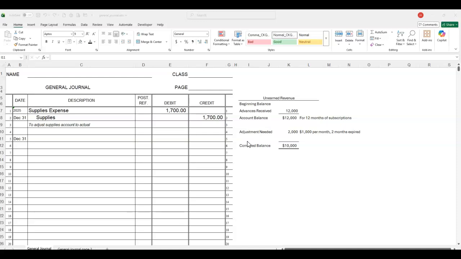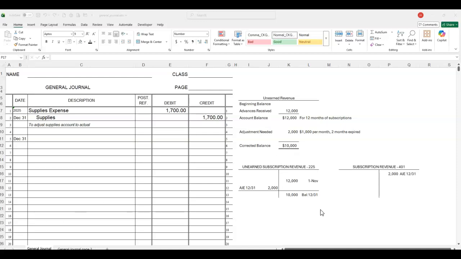Let's think about magazine subscriptions. We've received $12,000 in advance payments. There was no beginning balance, but we received $12,000 at the beginning of November for 1 year's worth of subscriptions. At the end of December, 2 of those months have passed. And so that's $1,000 a month. 2 months have passed, so a $2,000 adjustment is what we need. The corrected balance of that account should be $10,000.